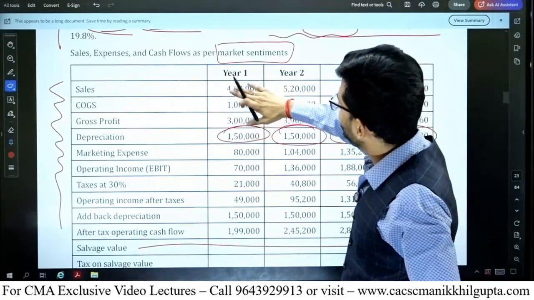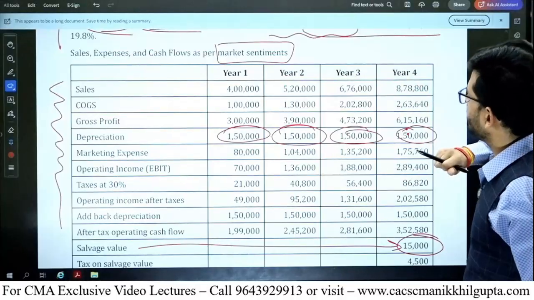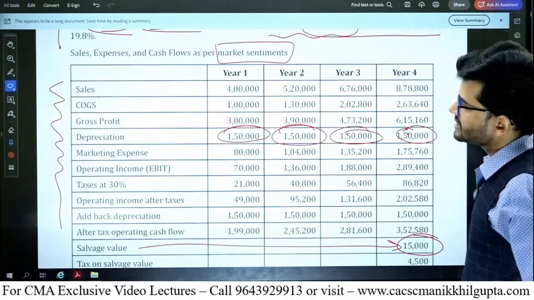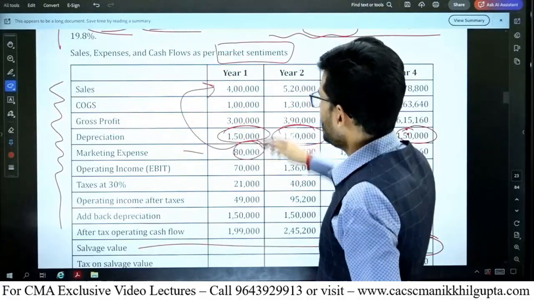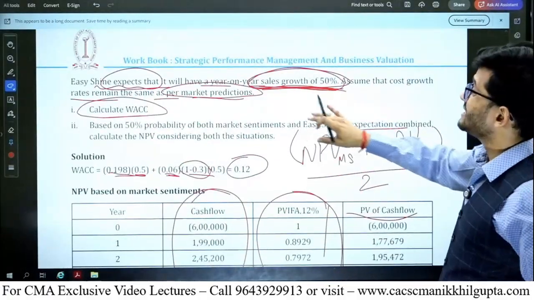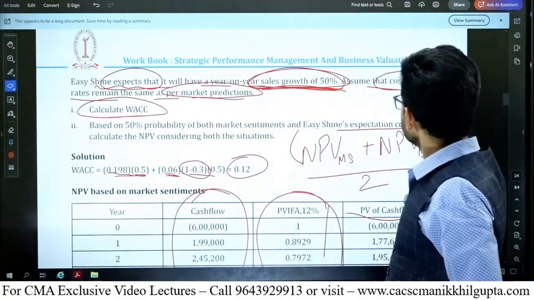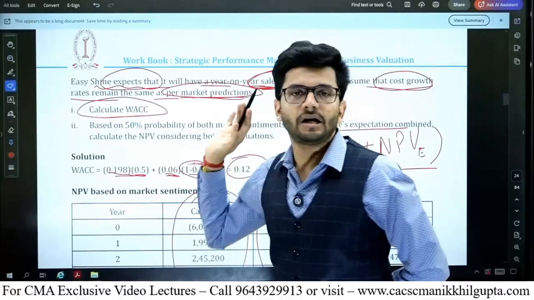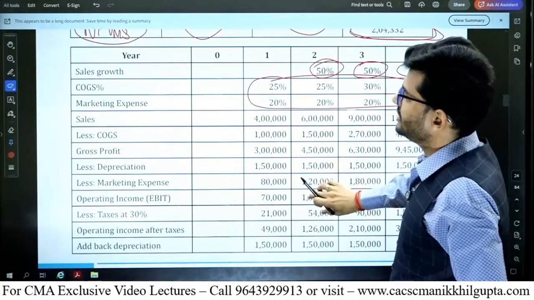So you can find this ratio by dividing 1 lakh by 4 lakh, 1,30,000 by 5,20,000, 2,800 by 676, 263 by 640. Similarly, you can calculate the marketing expenses as a percentage of sales, and you can accordingly use it over here, because it clearly says that the expenses will remain the same. Assume the cost growth rate remains the same as per the market predictions, right? Cost percentage remains the same, it is that sales will differ.